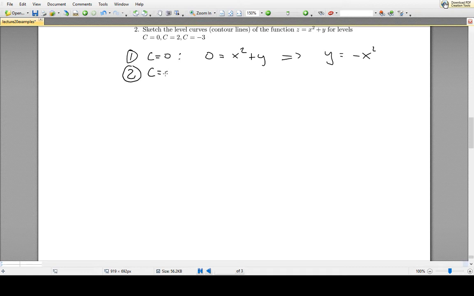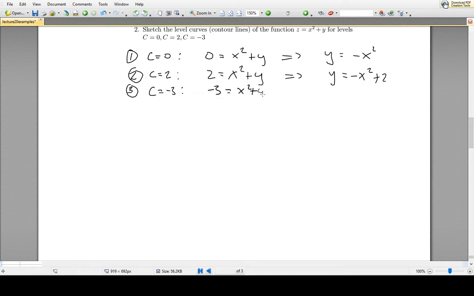We can do the same thing with the next height, c equals 2. We fix the height at 2, so z equals 2, and everything else is the same. Rearranging, we get y equals negative x squared plus 2. This is a parabola opening downwards that has been shifted up 2 units, so the vertex is at 0, 2. So if we slice the mountain at height 2, the slice would look like this parabola.